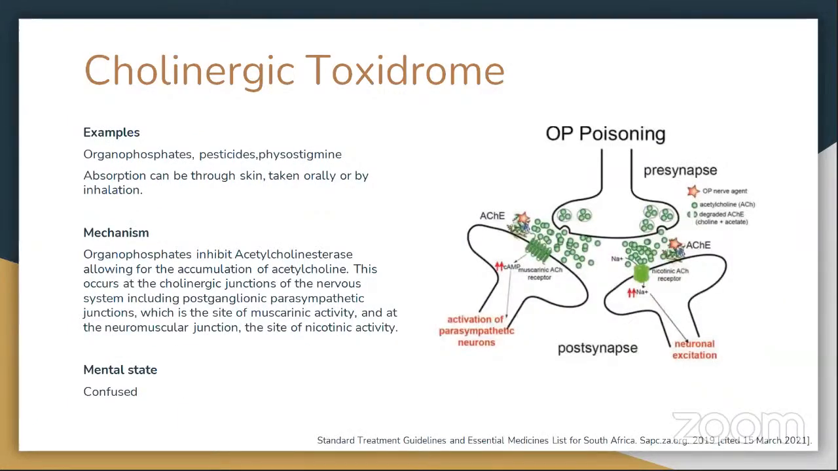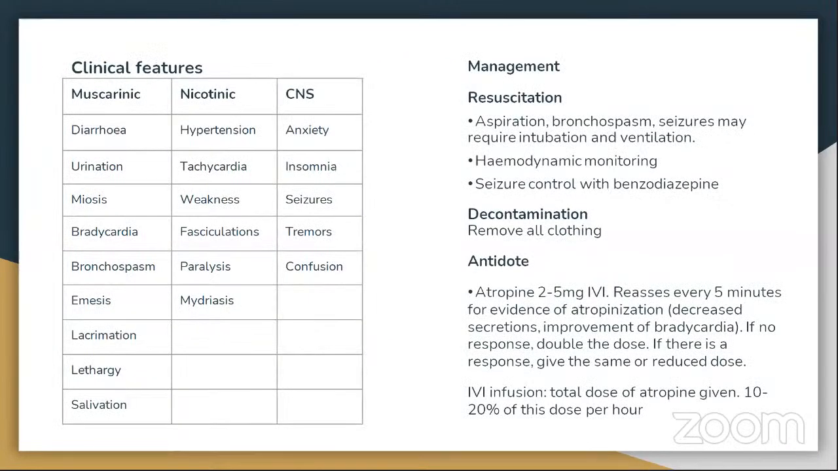Okay, then the next one is cholinergic toxidrome. Examples of this are your organophosphate poisonings, your pesticides, and this is a very, very common toxidrome that we see. Absorption can be through the skin, it can be oral or inhaled. The mechanism: organophosphates inhibit acetylcholinesterase, which allows for the accumulation of acetylcholine. This occurs at the cholinergic junctions of the nervous system, at the site of muscarinic activity, and at the site of nicotinic activity. So these patients present to you confused.